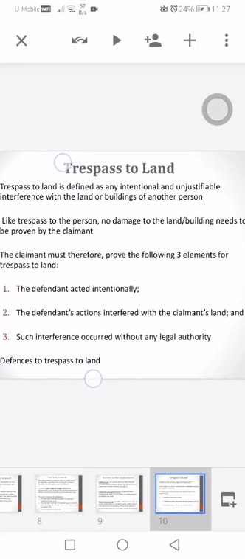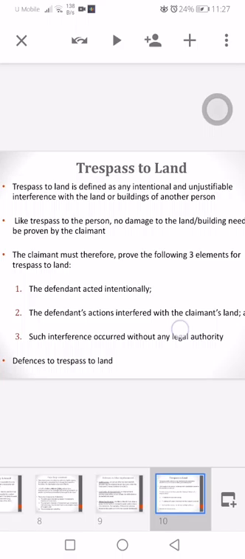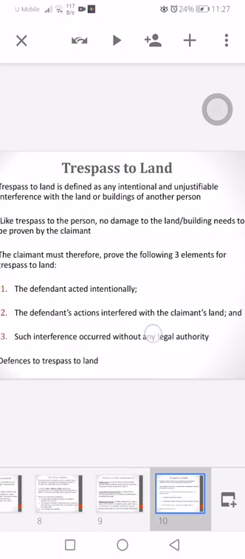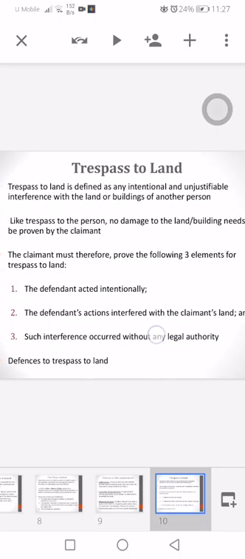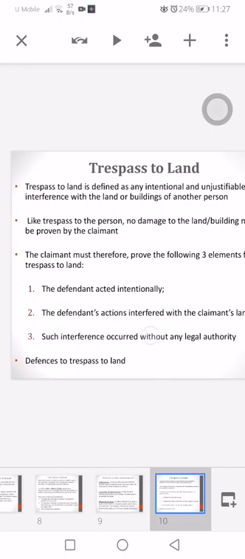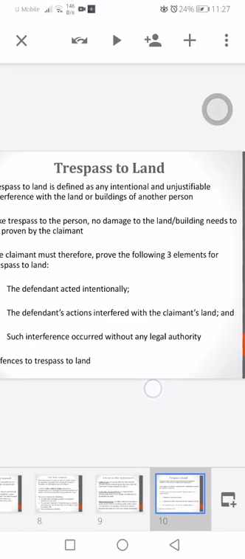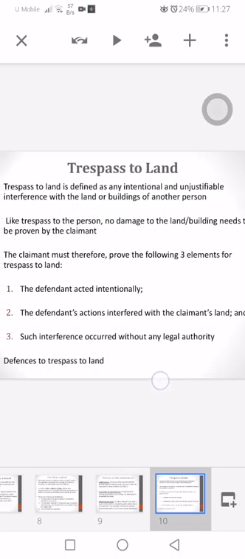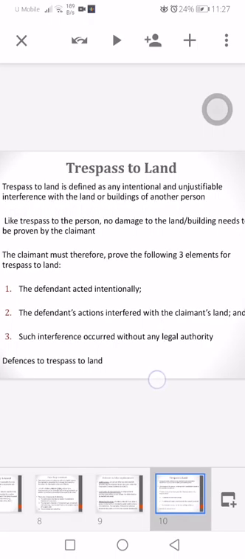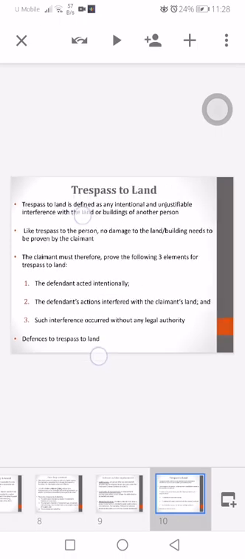Okay, so we go through trespass to land. Trespass to land is defined as any intentional and unjustifiable interference with the land or building of another person. Like trespass to the person, no damage to the land or building needs to be proven by the claimant. So the claimant must prove the following three elements for trespass to land. First, the defendant acted intentionally. Second, the defendant's action interfered with the claimant's land. And third, such interference occurred without any legal authority.